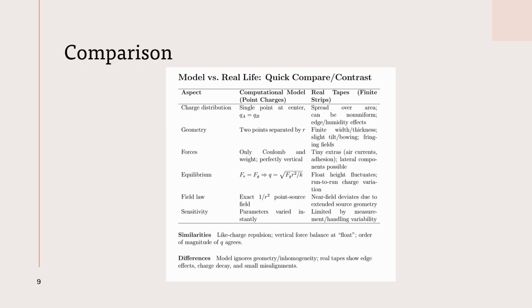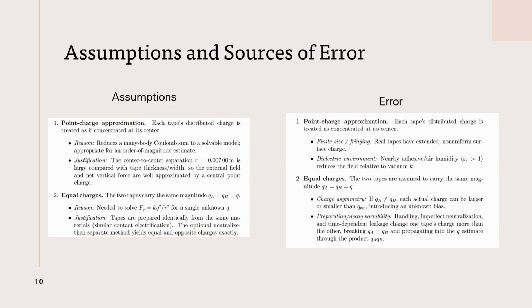However, the model concentrates charge at a singular point, but the real tape likely has spread, possibly non-uniform charge, and different electric fields at different points along the tape. The strip itself can bow or tilt, which changes the true center-to-center distance between the pieces of tape, and additionally, because we're not in a vacuum, the Coulomb constant may not exactly be 9 times 10 to the ninth. It's an estimation. The significant differences between our GlowScript model and the actual experiment underline several assumptions and sources of error in our experimental process.